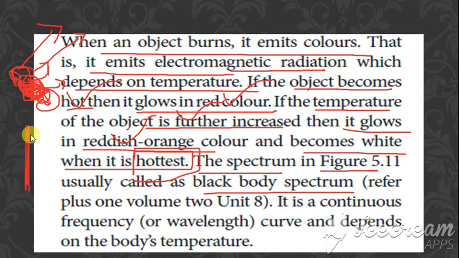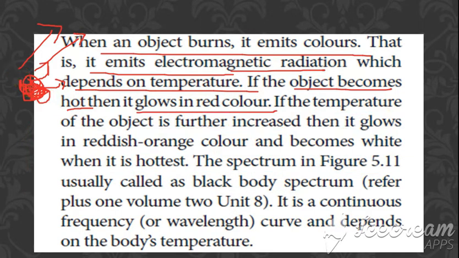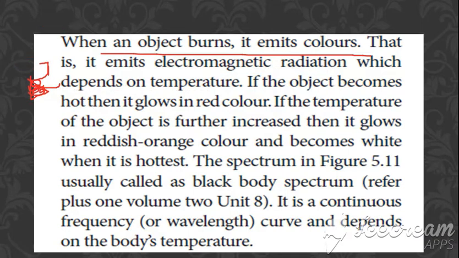So the spectrum which is formed because of this is called a black body spectrum. It is a continuous frequency curve and it depends on the body's temperature. It will always be a continuous curve. Yes, clear? So when the object is being burnt, what happens? It emits electromagnetic radiation, and that radiation depends on the temperature. First, if the object is being heated, it is hot, then it glows in red color. Further, if it is increased, it glows in reddish orange color, and it becomes white when it is hottest. And this is called a black body spectrum.